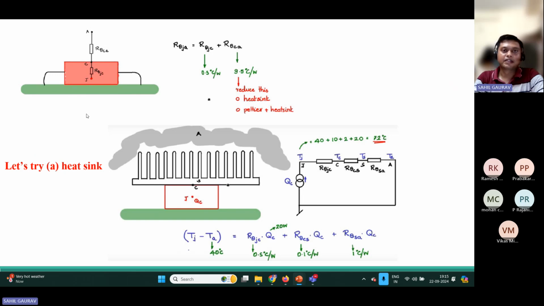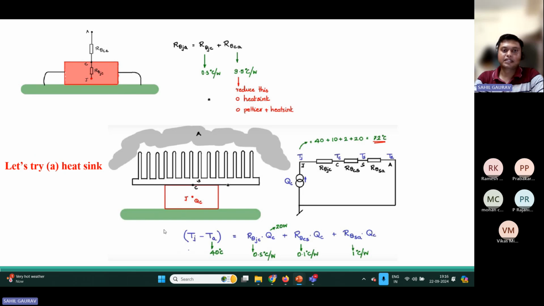So here two thermal resistances have been denoted, one from junction to case and one from case to ambient, and you can take them as 0.5 degrees Celsius per watt and 9.5 degrees Celsius per watt. The junction to case you cannot control, but the case to ambient you can reduce. And how can you reduce it? With the help of a heat sink, or with a Peltier plus heat sink. So let us try first with the heat sink.